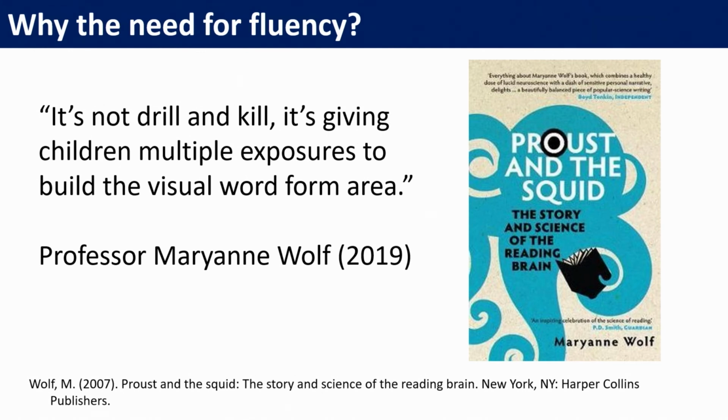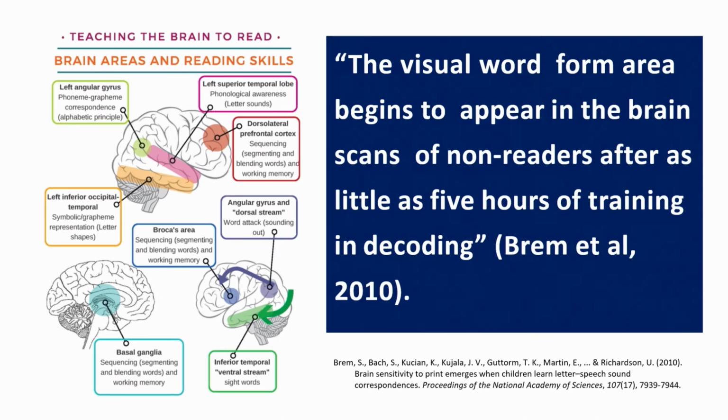So if you think about Marianne Wolf, she said it's not drill and kill, it's giving children multiple exposures to build the visual word form area. This is a nice graphic that explains what's going on in the brain when we learn how to read, but I can tell you now that that visual word form area begins to appear in the brain of non-readers after 5 hours of instruction. That's what you're trying to do, get that brain going. We can get an automatic system going in the brain for reading words, spelling words. It becomes automatic the way it is for you and I.